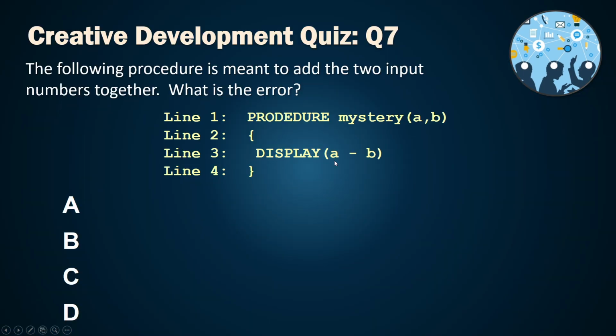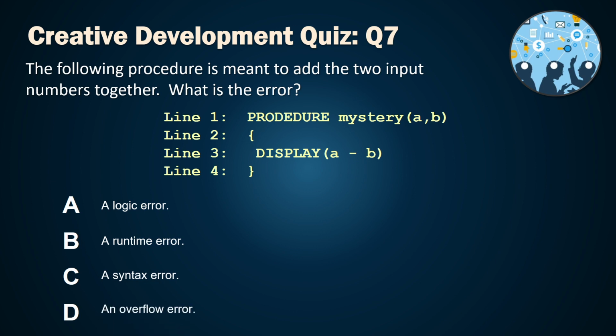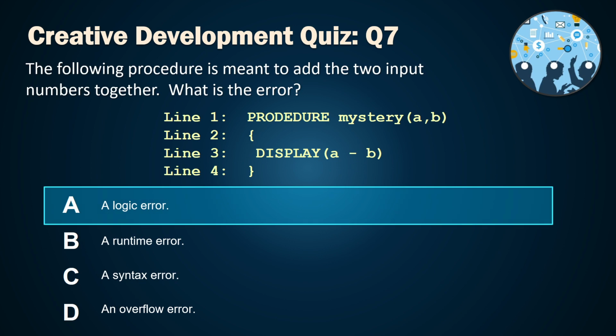The following procedure is meant to add the two input numbers together. What is the error? Logic, runtime, syntax, or overflow? Well, this is illogical because it's A minusing B instead of A adding B. It's meant to add the two numbers together, so it doesn't. Logic is wrong.